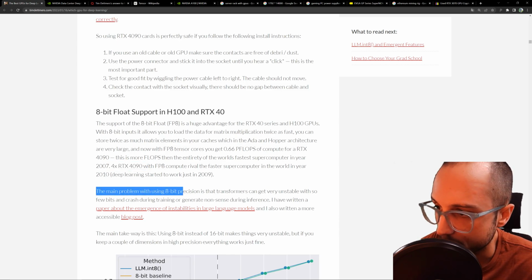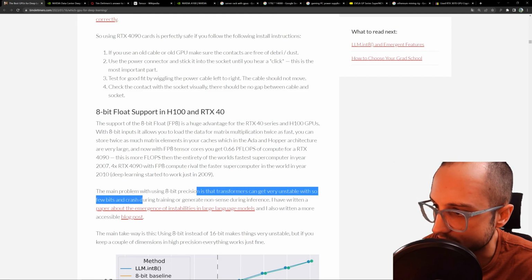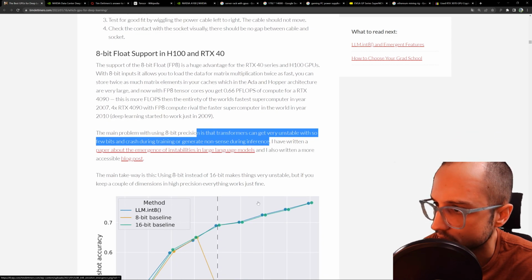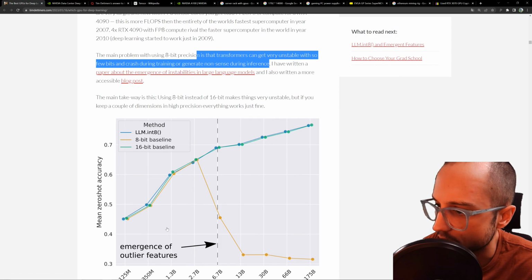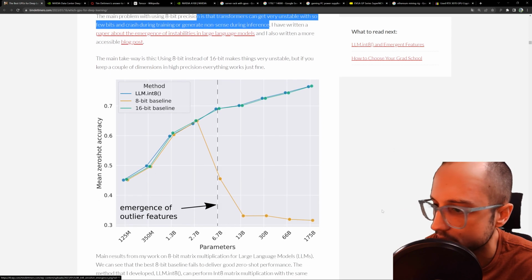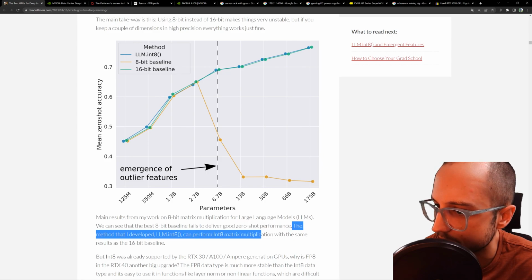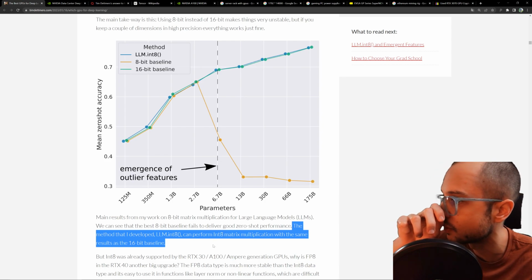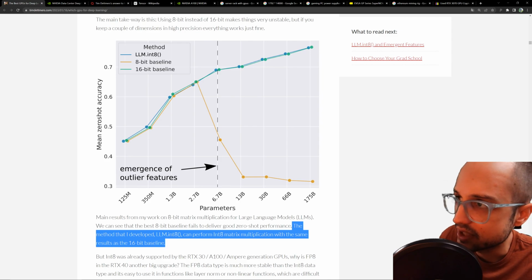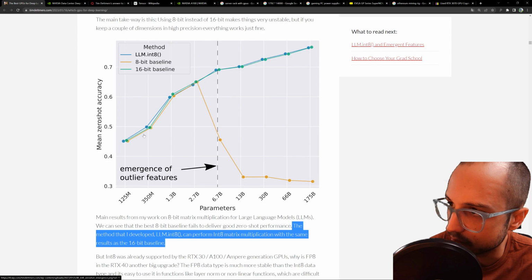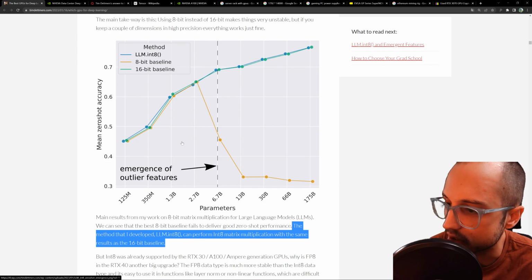Okay, so there are some issues with these lower precision data types. Transformers can get very unstable and crash during training or generate nonsense. Okay, so here you have 8-bit and then 16-bit, and then LLM int8, which I guess is another type of 8-bit. The method that I developed, LLM.int8, can perform int8 matrix multiplication with the same results as 16-bit. Okay, so he's kind of selling his work, where he figured out a way to basically store 16 bits in 8 bits, which is roughly what this chart is telling me. Because if you use these compressed data types, like this 8-bit here, eventually you get to a point where it just doesn't work well.